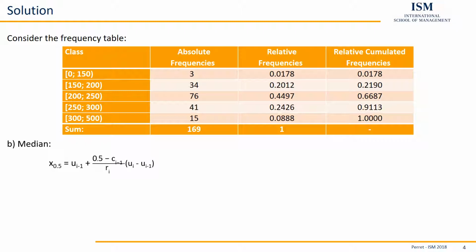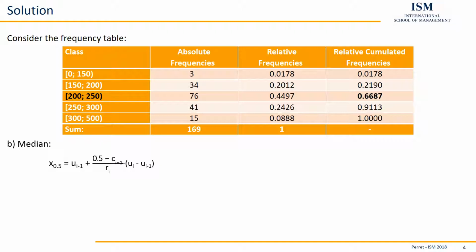Here we can see the formula we need to apply to this class, and obviously the class 3, 200 to 250, with a relative cumulated frequency of 0.6687, is the first class where the relative cumulated frequency is larger than 50%. So what we are going to do, we consider this class, and from this class take the lower bound. This is u_{i-1}.